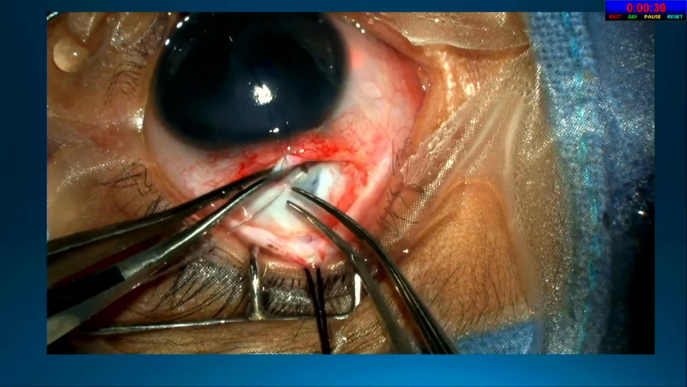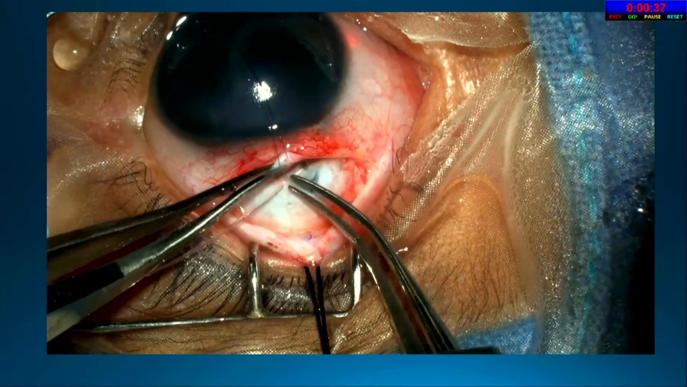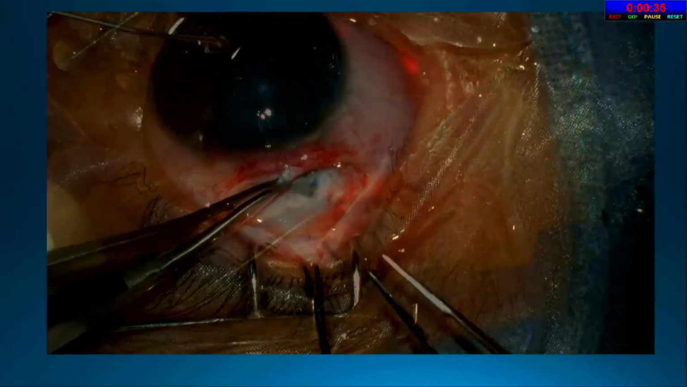So you can see the illuminated microcatheter being introduced. You can see the light. So this microcatheter will traverse 360 degrees of the Schlemm's canal, and by the light you can judge whether it's going in the proper plane.